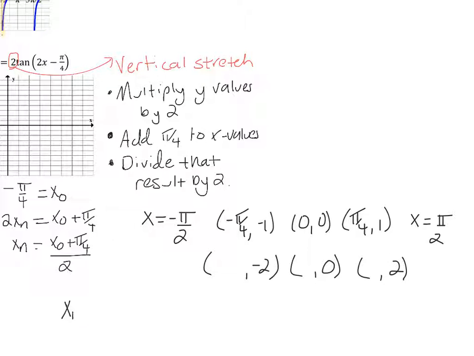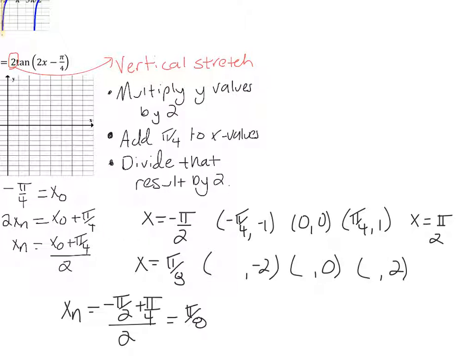I could say that my new x is my old x, my old asymptote, negative pi over 2, plus pi over 4, all divided by 2. Well, that works out to be pi over 4 divided by 2, or pi over 8. So my new asymptote is going to be at positive pi over 8. Okay, similarly, I could do that for my other asymptote.